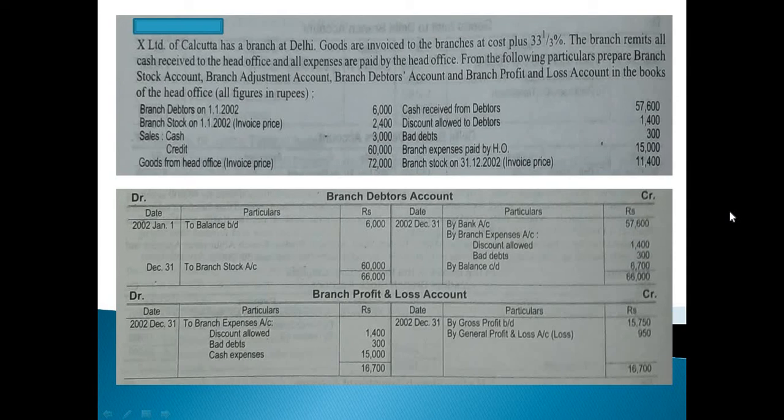So now in this case, cash expenses, you can see, is the second last item from the problem, that is branch expenses paid by the head office for rupees 50,000, and this will appear on the debit side. Then if you compare the debit side and the credit side, the debit side is greater and the remaining amount will be your loss, and this loss will be transferred to the general profit and loss account.